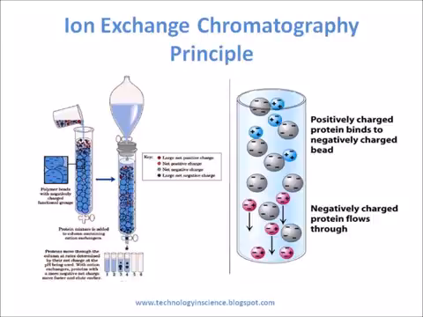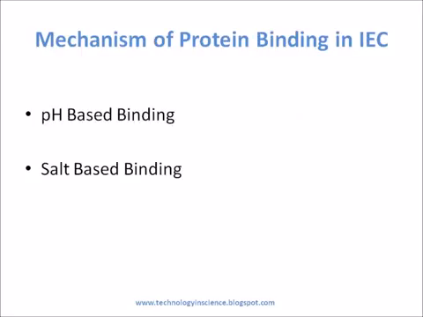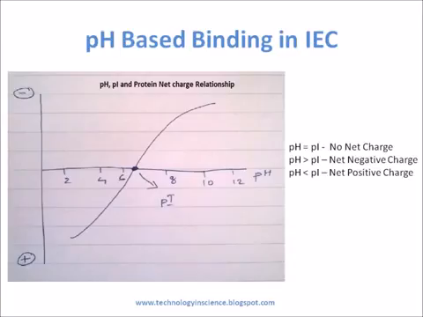Mechanism of protein separation in ion exchange chromatography. These are the two mechanisms mainly used in the separation of proteins in ion exchange chromatography. One is pH-based, and the other is salt-based.